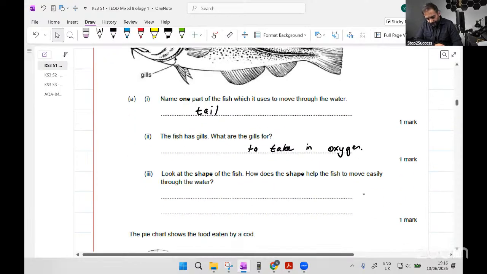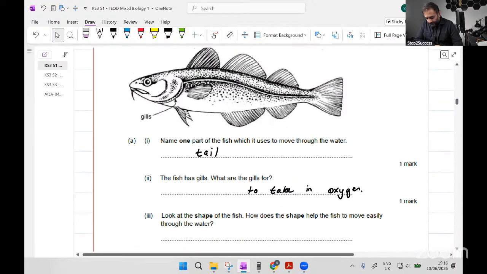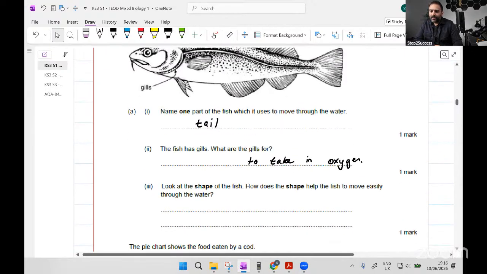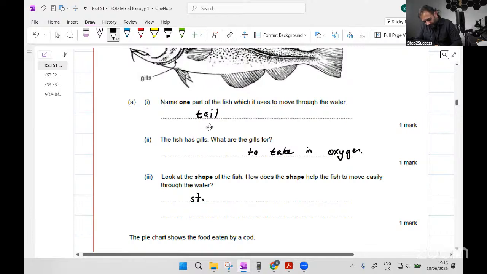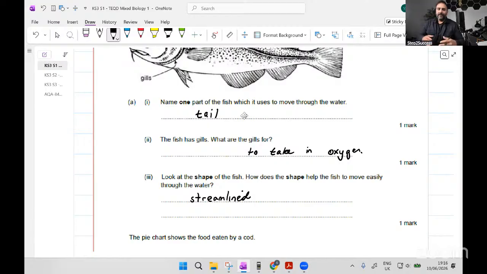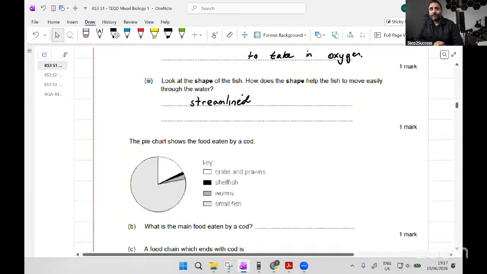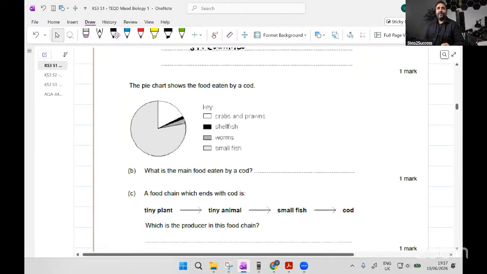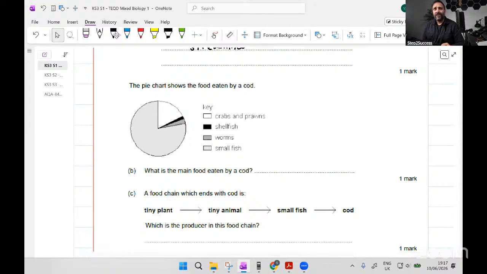Okay. Look at the shape of the fish. How does the shape help it move easily through the water? You want to say something about a streamlined shape, like if a swimmer has a streamlined body. I mean, they tend to all have streamlined bodies, swimmers, because of the swimming, and it helps them swim. That's what we want to say. This shows the food eaten by cod. What is the main food eaten? I don't think I need to answer that, but it's surely the small fish.